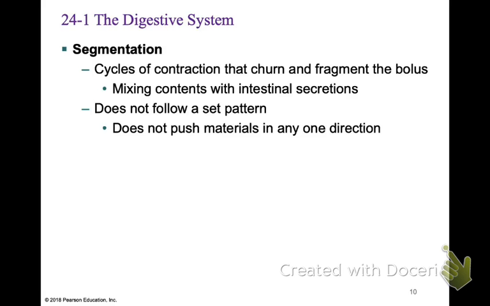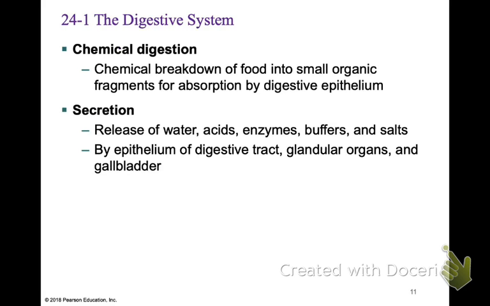A different kind of smooth muscle contraction occurs in the small intestine. We have this activity we call segmentation, where it's just kind of churning. It's just squishing back and forth. It's not moving it forward, but it's mixing the contents. That's what segmentation does.